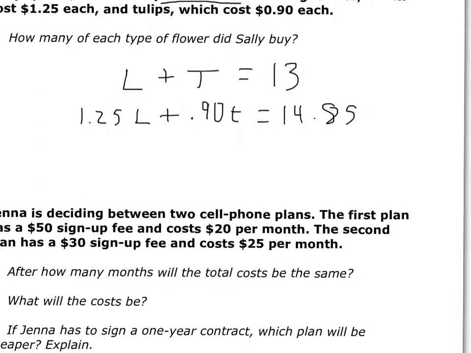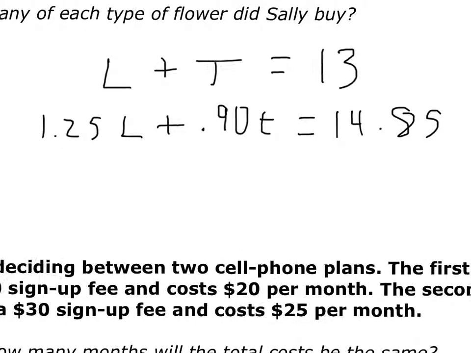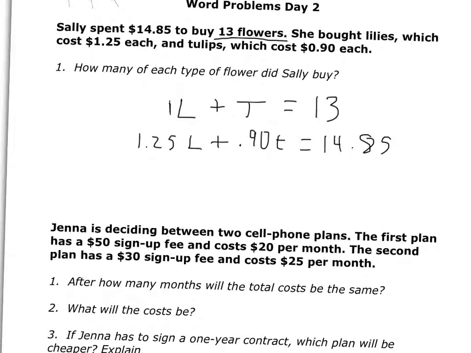We can solve by graphing, elimination, or substitution, but I'm going to solve by elimination. So I need one of these to cancel out, so I'm going to work with my L's. I have a coefficient of 1.25 and a coefficient of 1. I need them to be the same coefficient but different sign. So what do I multiply 1 by to get negative 1.25? Well, of course, negative 1.25. So I'm going to multiply this entire row by negative 1.25. Let's go ahead and do that.